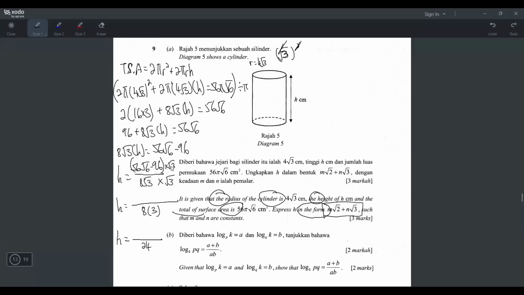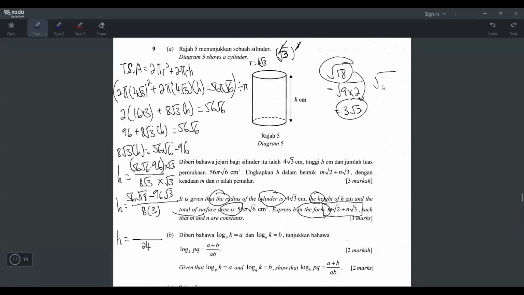So square root can only be times with square root, so nothing will happen to the 56. Square root 6 times square root 3 is square root 18. Minus 96 times square root 3 is just 96 square root 3 like this. Right. And then I realized that the square root 18 you can simplify, because square root 18 can be divided by a perfect square. So 18 can be divided by 9, 9 times 2, right? So square root 9 will be 3, and then 3 square root 2. It means square root 18, when you simplify, you get this.